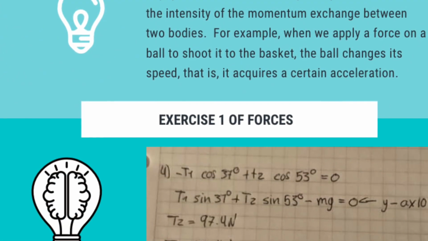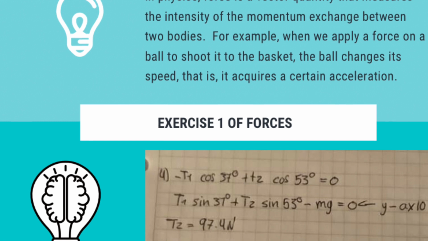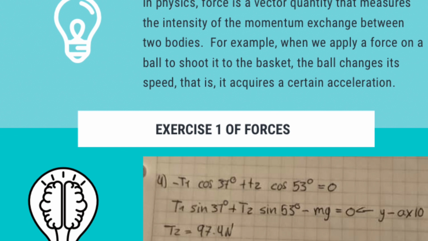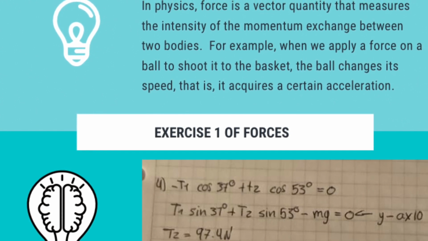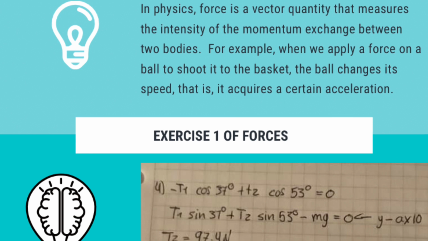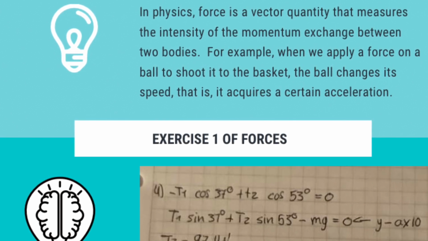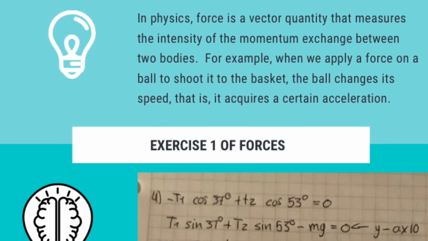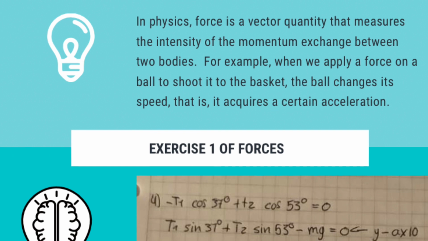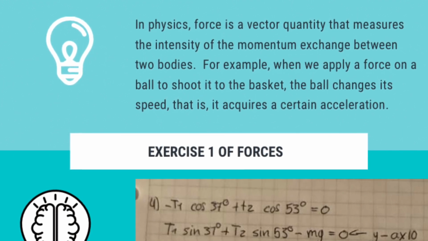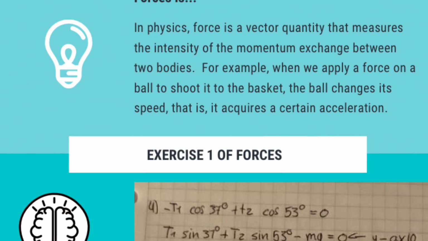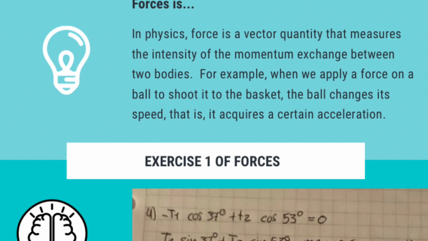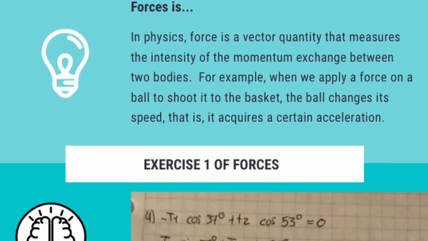For solving the fourth problem of forces, we need to do the following: T1 times cosine of 37 degrees plus T2 times cosine of 53 degrees will be equal to 0. T1 times the sine of 37 degrees plus T2 times the sine of 53 degrees minus mg will be equal to 0. T2 will be equal to 97.4 newtons, and T1 will be equal to 73.4 newtons.